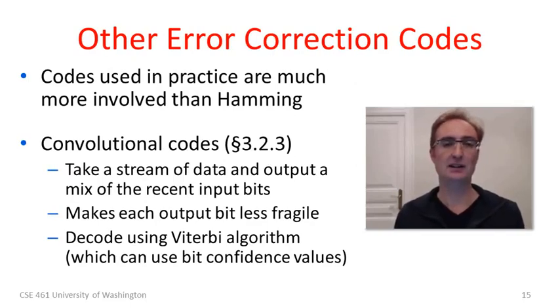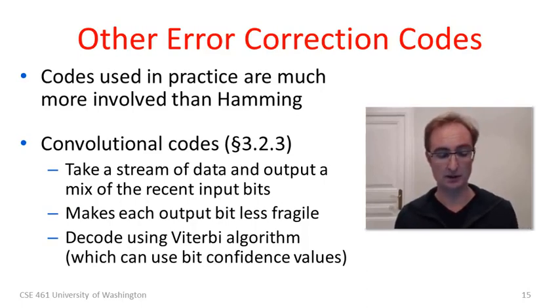Now, the bad news here is that the error codes for correction which are used in practice are generally much more complicated than the Hamming codes. Hamming codes are useful, but they're fairly simple. Some codes which are widely used in practice are convolutional codes. They tend to take a stream of data and they output a mix of bits at all positions. This mixing process makes the output bits less fragile. They're decoded with what's called a Viterbi algorithm, which has the advantage that it can use the confidence information from the bit values from the physical layer.